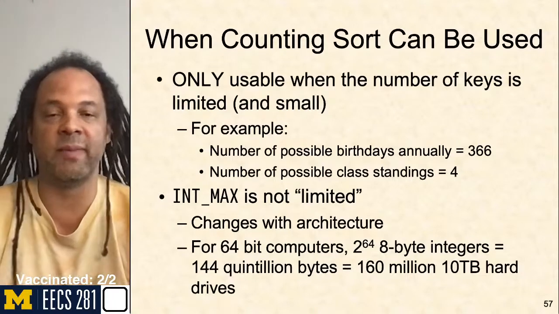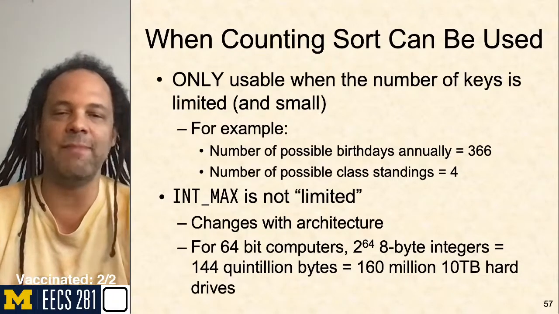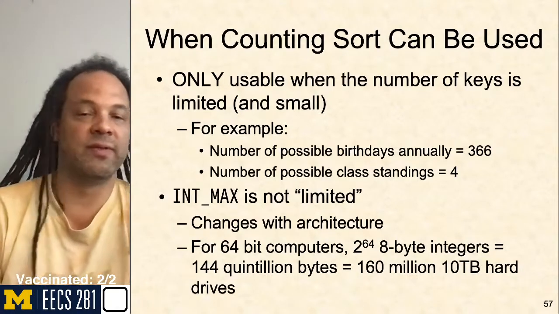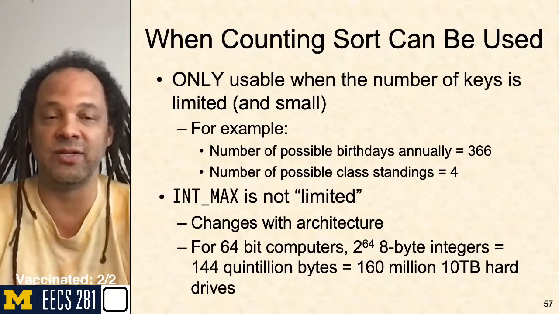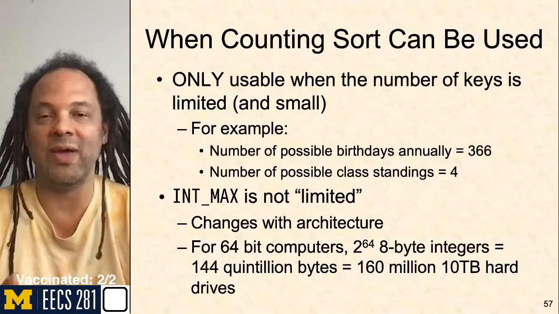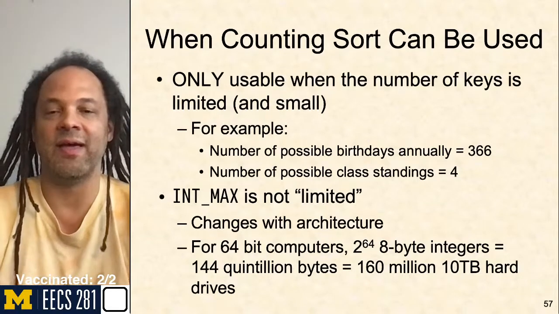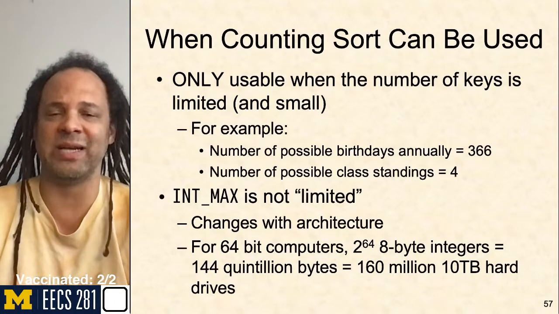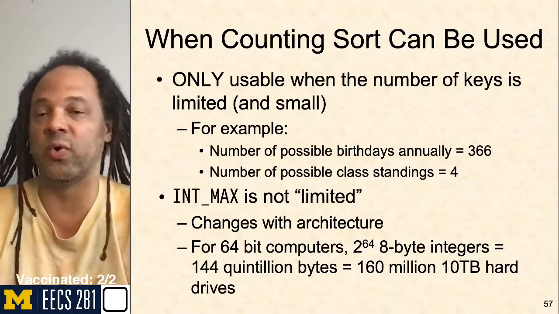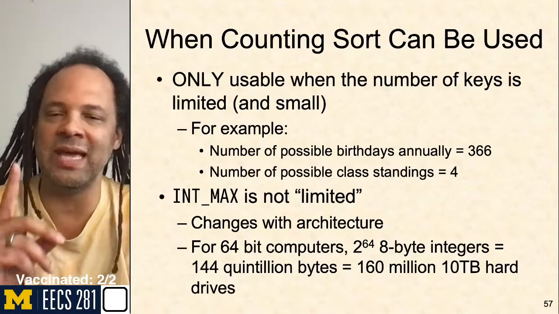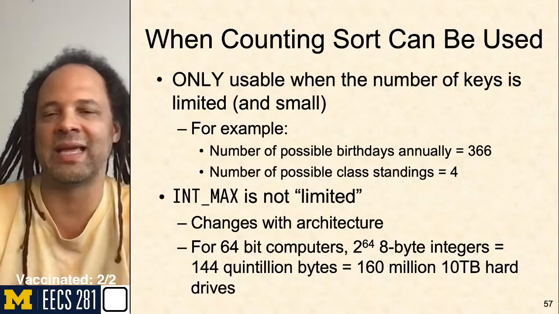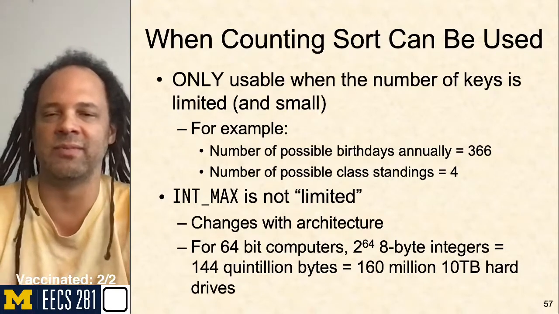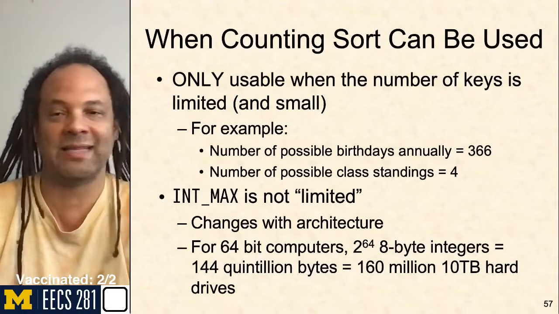So I've already got a whole bunch of information there, and if I've got an 8-byte value keeping track of my total in that bucket, I'll end up with 2 to the 64th 8-byte integers, which is the reason why we can't use counting sort with int max. I end up with 144 quintillion bytes, or something that would take me 160 million 10 terabyte hard drives just to hold my total counts. You can't use int max as the total number of keys in a counting sort. So don't think that you can. You have to have some small constant number of items. Int max, constant, not small.